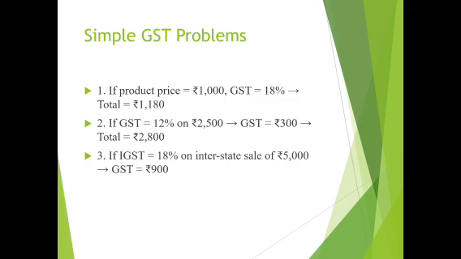If IGST is added, how can we calculate IGST? What is IGST? IGST applies when goods move from one state to another. So if IGST is 18% on an interstate sale of rupees 5,000, 5,000 into 18 by 100 is 900. The GST amount is 900.